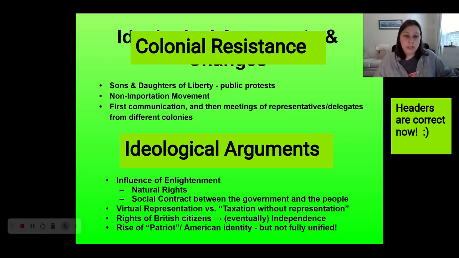The colonists increasingly are going to rail against what they call taxation without representation. This idea that, sure, you say we're represented in Parliament, but there's nobody from the colonies there, so how can that really be true?